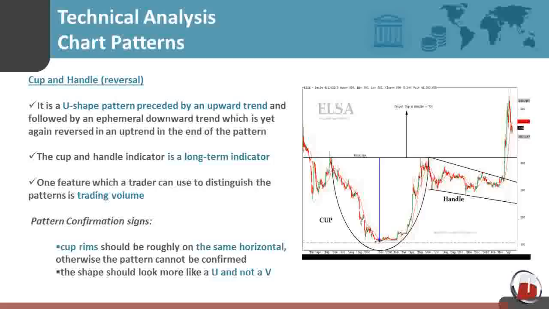Pattern confirmation signs. Cup rims should be roughly on the same horizontal, otherwise the pattern cannot be confirmed. The shape should look more like a U and not a V.